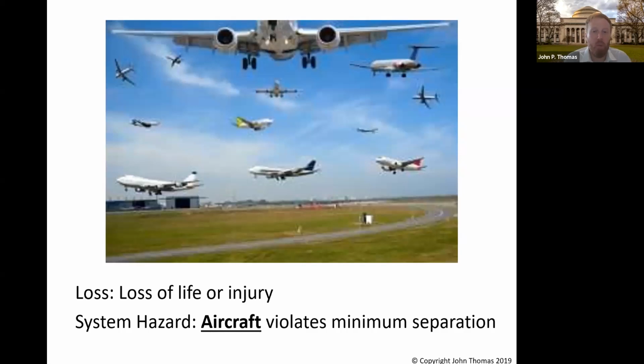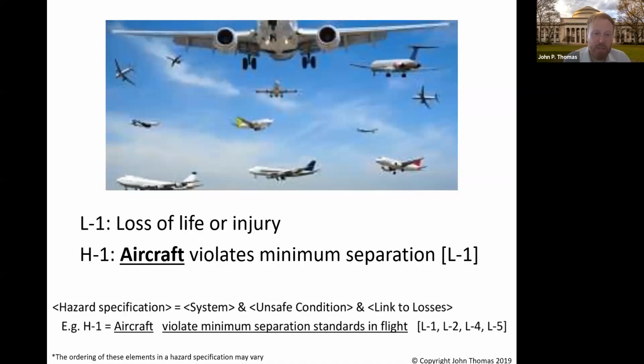Now, one way to specify these hazards is you've got to figure out what the system is, what the system boundary is. Let's say that's the aircraft. Specify what the condition is that's unsafe that you want to prevent. This would be violating minimum separation or getting too close to other aircraft. And you've got to link these back to the losses. Remember, every result is traceable all the way up to those losses.